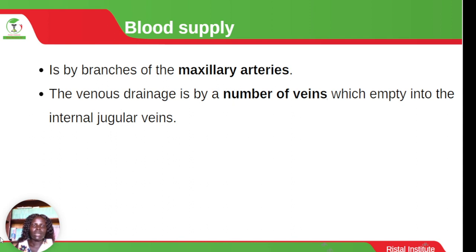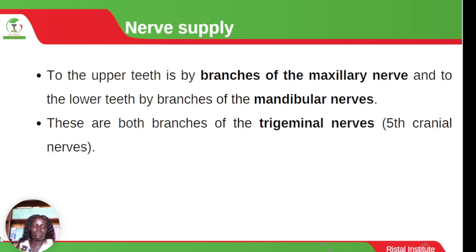Now, let's look at the blood supply. It is by branches of the maxillary arteries. The venous drainage is by a number of veins which empty into the internal jugular veins. Nerve supply to the upper teeth is by branches of the maxillary nerve, and to the lower teeth by branches of the mandibular nerves.